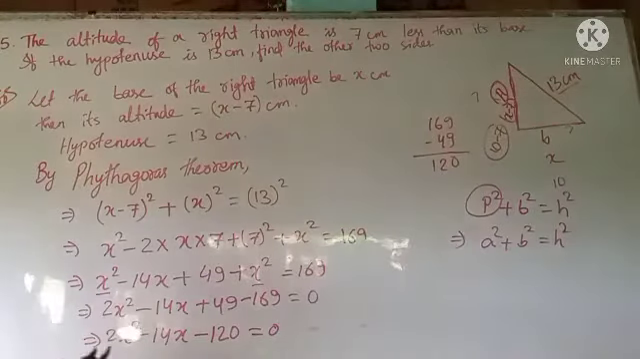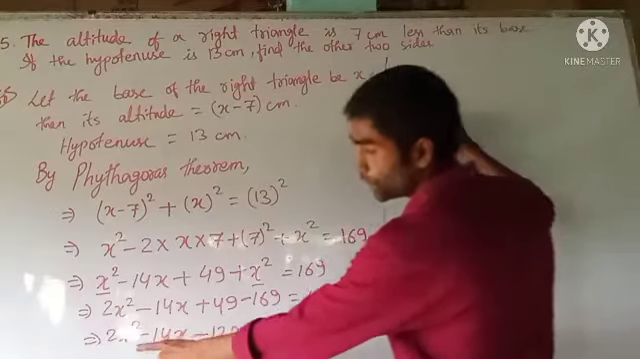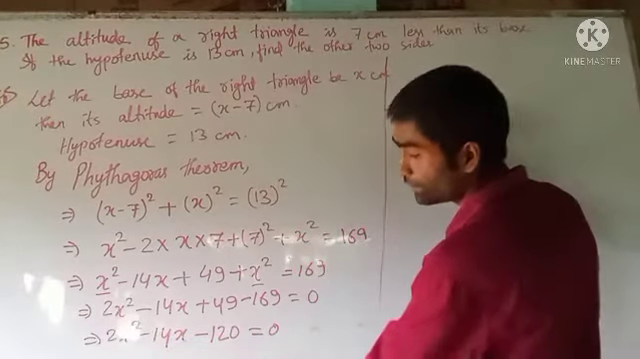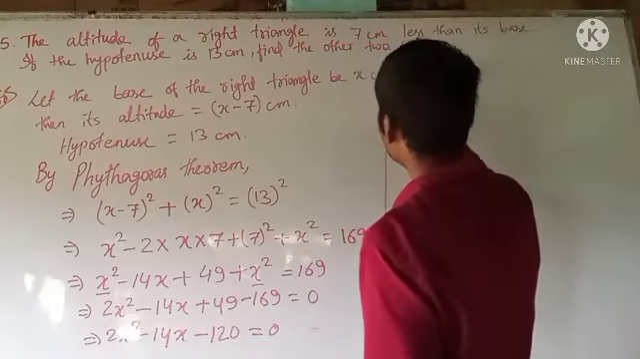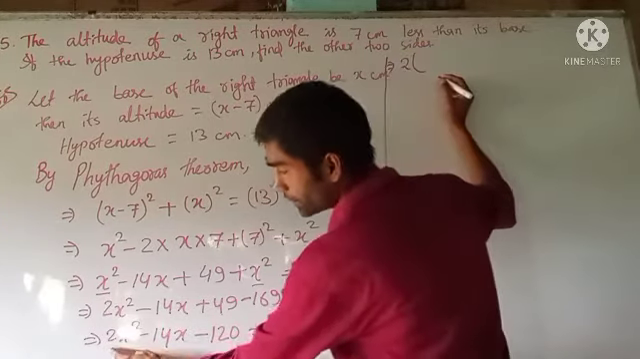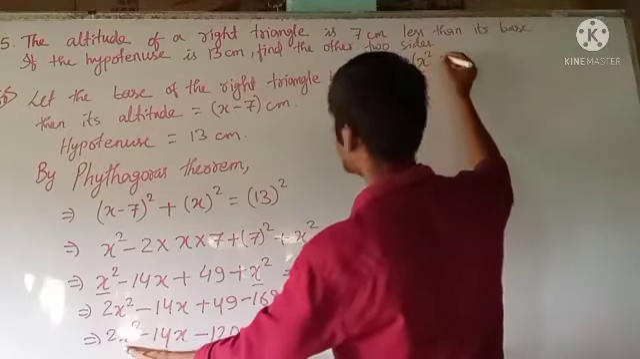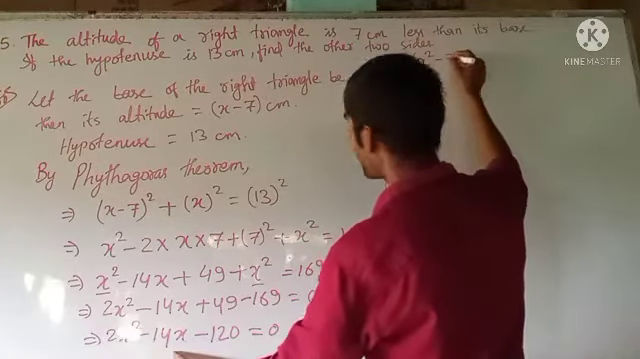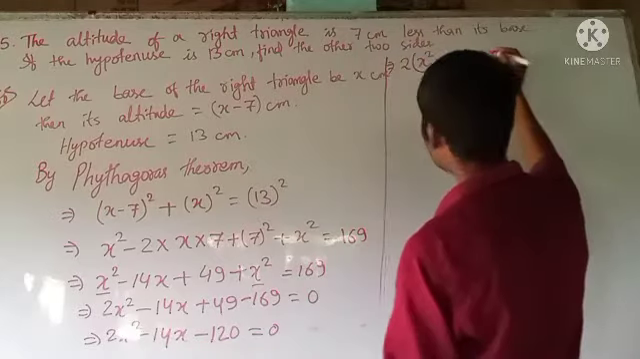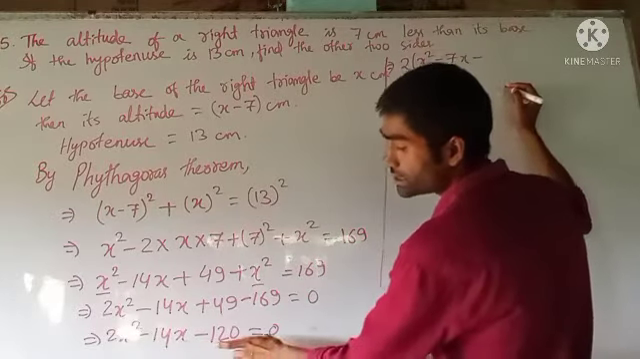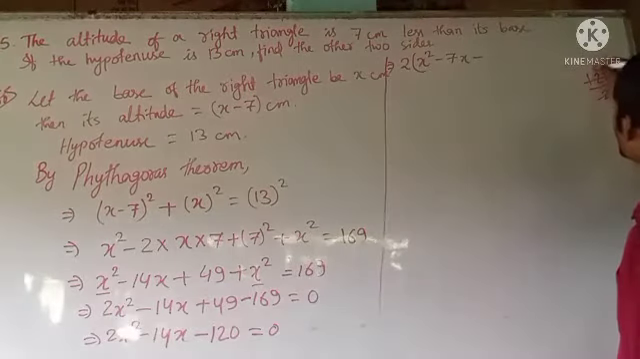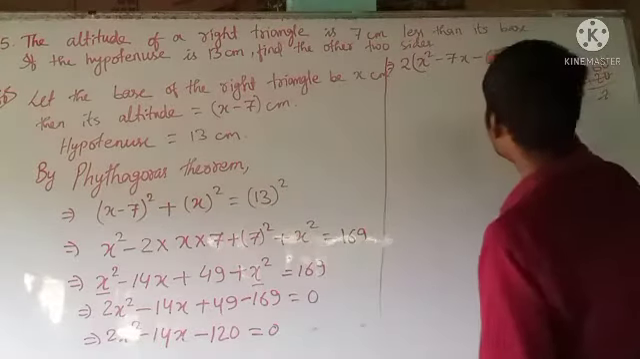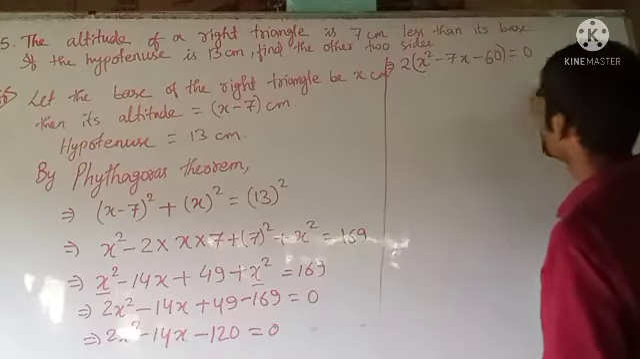Now we'll find the value of x by middle term splitting factorization. Here we can see that 2 is common, so we take 2 common. Then x square will be left, minus 7x, and from 120, taking 2 common, 60 will be left, because we divide 120 by 2. 2 sixes are 12 and 0, so we get 60, equal to 0.